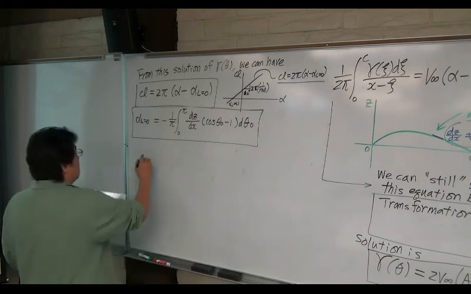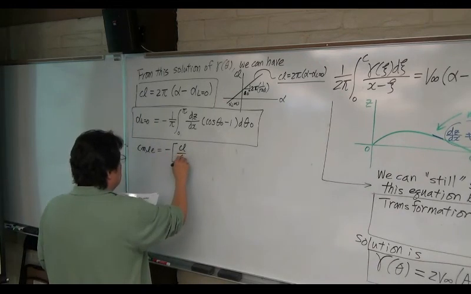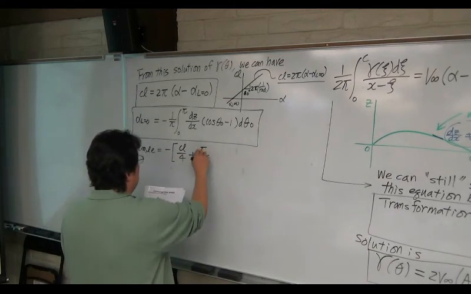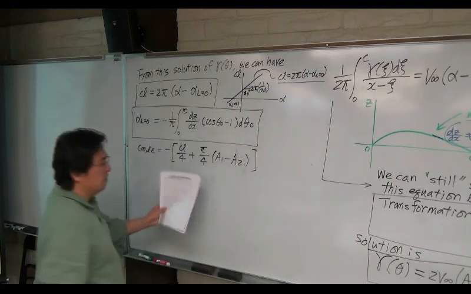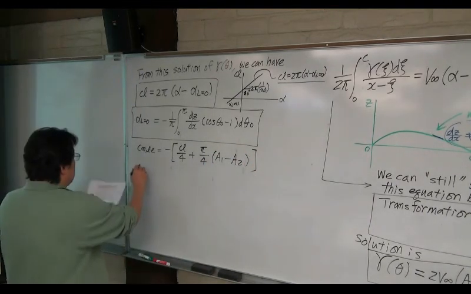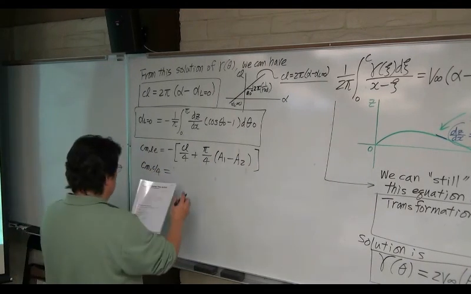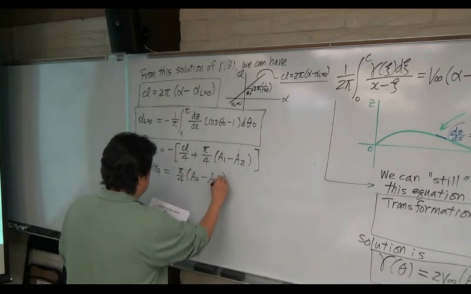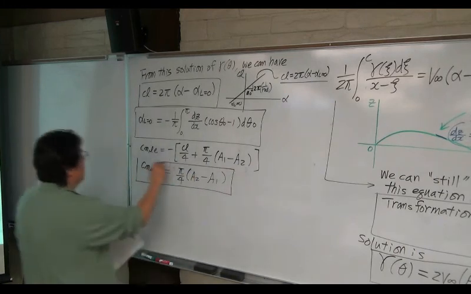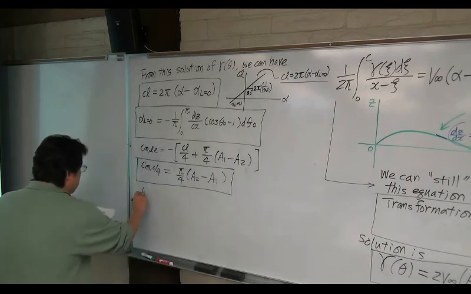And also another thing is Cm leading edge. Cm leading edge is minus, okay, CL over 4 plus pi over 4, A1 minus A2. What is A1? What is A2? Let's find out right now. Cm quarter chord, of course, is related to the leading edge moment, so this is pi over 4, A2 minus A1. So the question is, what is A2, what is A1? A2 and A1 can be found.